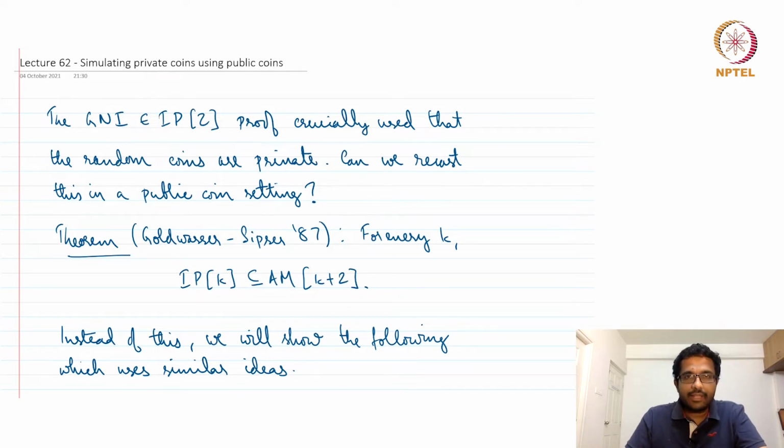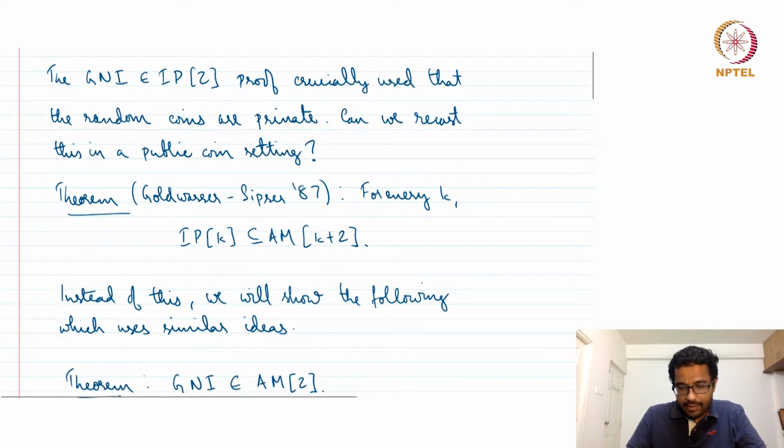Is there something that we cannot do by insisting on public coins that we could have done with private coins? Was there some language that we could decide using an interactive proof system with private coins, but cannot decide with the public coin system? So that's one question. For instance, can you decide graph non-isomorphism in a public coin setting? How many rounds does it take? What resources does it take? So this is a question.